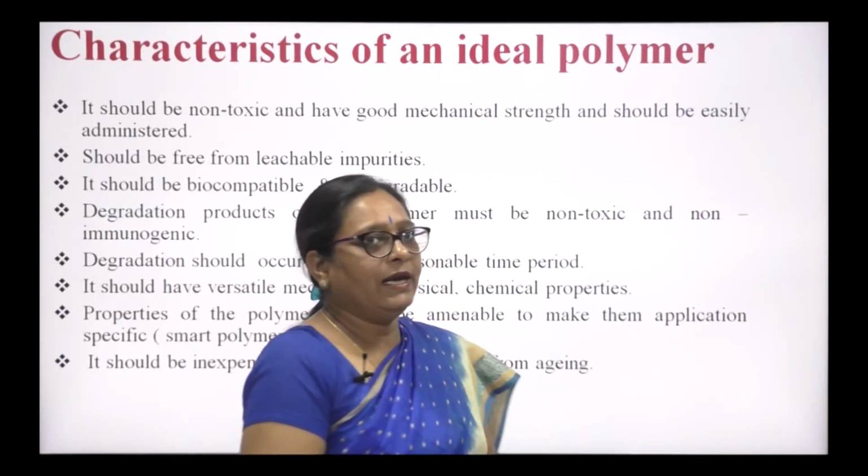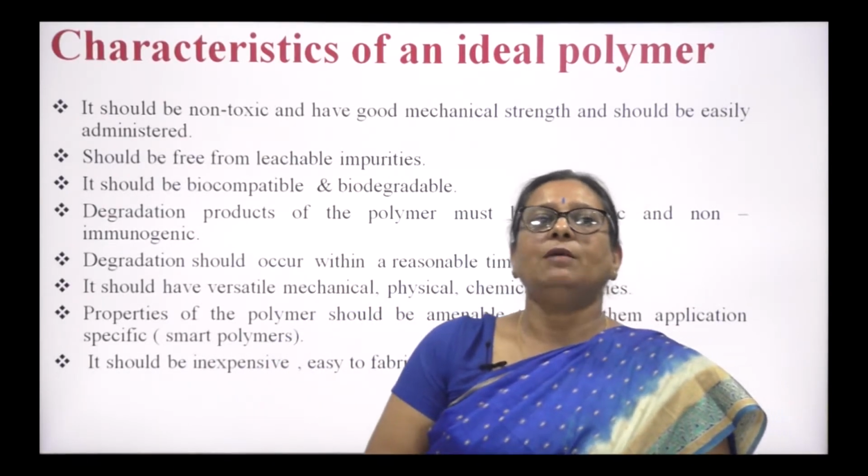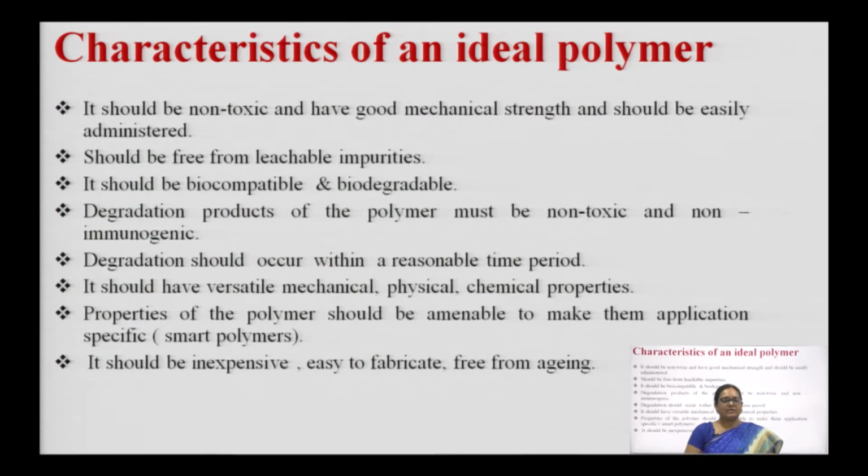Before we go on to that, I would like to highlight some characteristic properties of an ideal polymer. Firstly, a polymer selected for controlled drug delivery preparation should be non-toxic, it should have good mechanical strength and should be easily administered. It is very important that the polymer is not toxic to the adjacent tissues or biological organs, and does not produce any side effects.